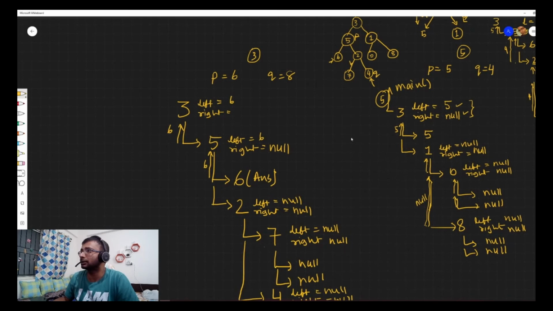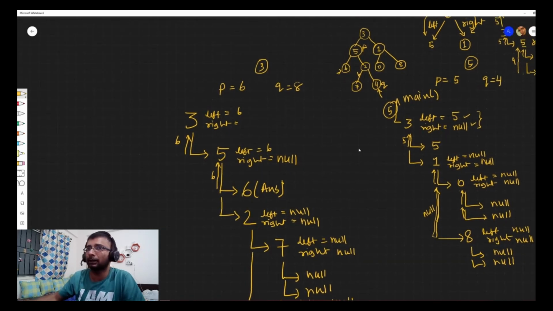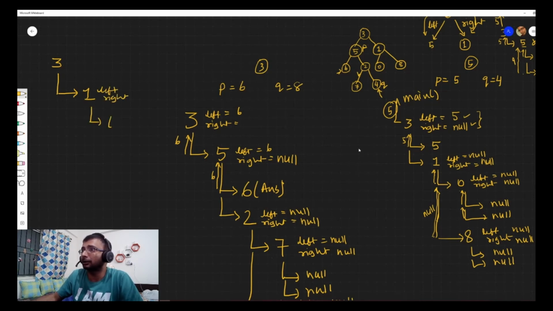So let me draw the right part over here due to shortage of space. So 3 calls, the left is done. So 3 calls its right with a 1. We don't know the answer, so we'll wait for left and right. Again, the left is called with 0. We don't know the left and right. And right has 2 children, both of them are null. So it receives null from both, and it sends back a null to its caller 1.